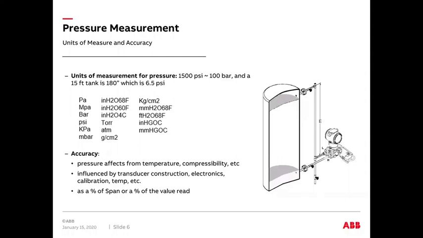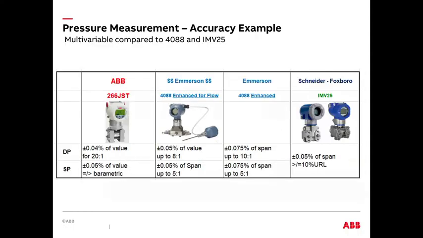Here's one example of an accuracy example. ABB produces a multivariable, the 266JST. And if you look at an Emerson one or a Foxboro one, you may see percentage of span or the percentage of the value. Sometimes it's a mix.